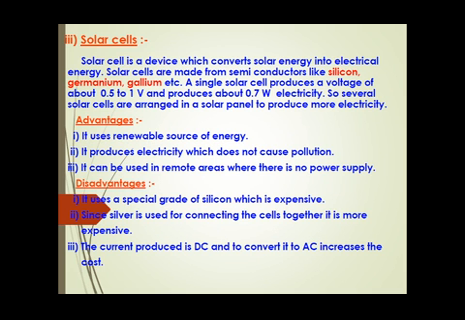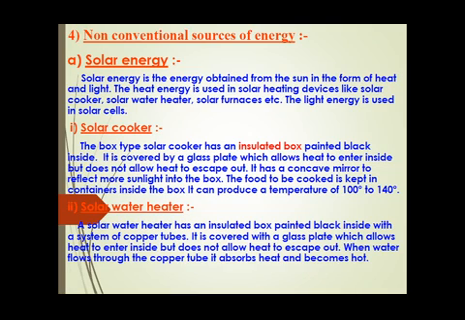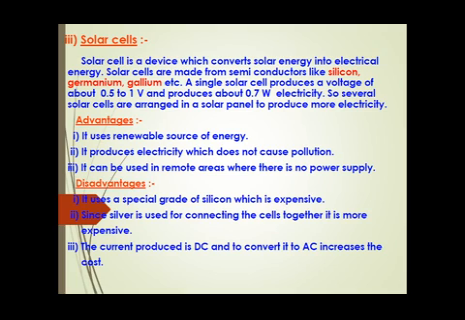Now next, these two, solar cooker and solar water heater, were the examples of how heat energy from the sun is utilized to harness energy. Now next is how light energy from the sun is utilized. So now the example is of the solar cell.